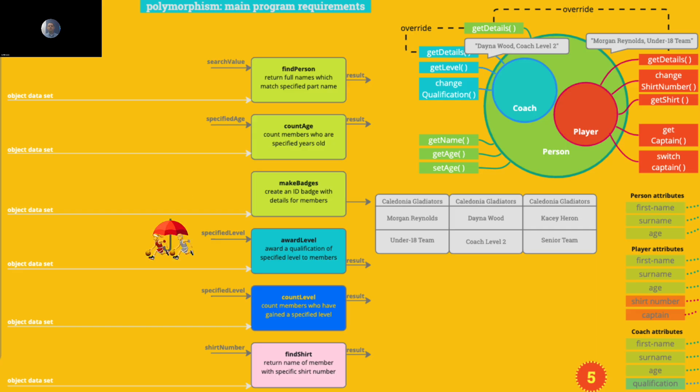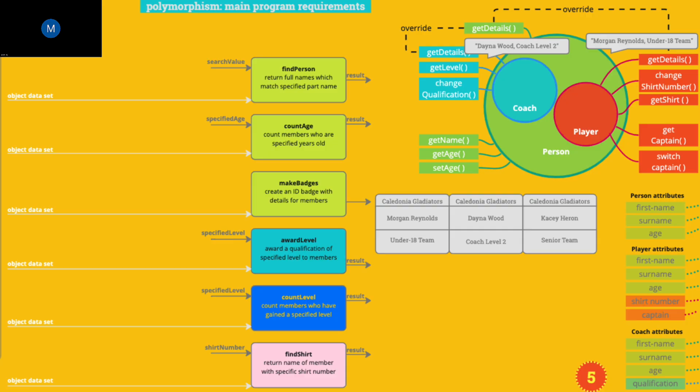In terms of award level and count level, both will fail because that's to do with qualifications. You're probably using get level and the change qualification methods, which are only defined for the coach. Players will not be able to access those methods. They do not have those methods. There's no overrides in there. So that will essentially fail. However, our last process of find shirt will work because, of course, player has access to the get shirt method.